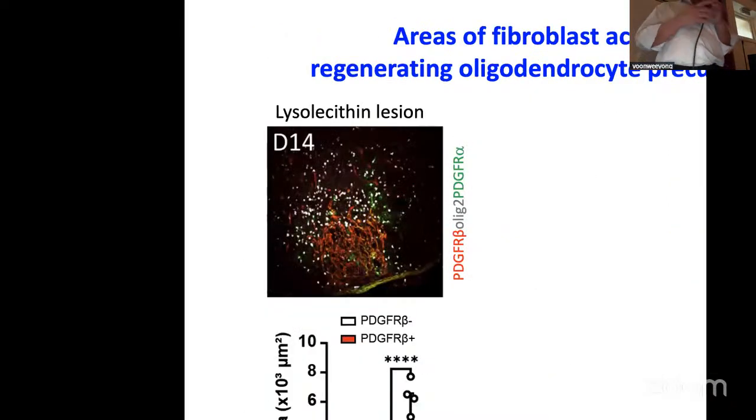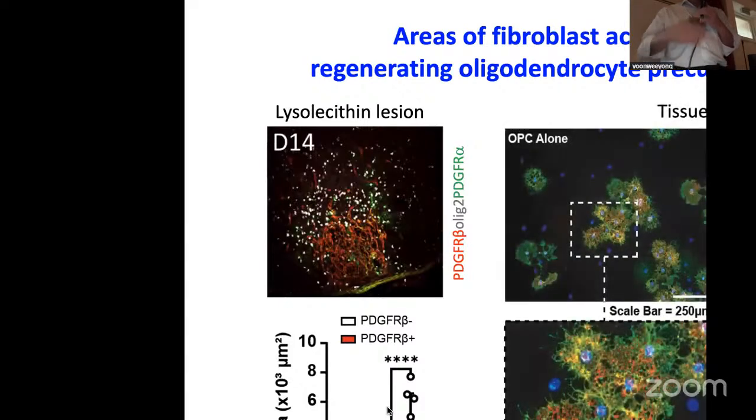So they have the means to affect the lesion as the lesion evolves or attempts to repair. We think that these fibroblasts are inhibitory for remyelination for the following reason. Where they accumulate, so here is a lysolecithin lesion, PDGF-R beta positive cells here. The OLIG2 positive cells are outside of that red scar that the fibroblasts form, and the quantitation is shown down here.